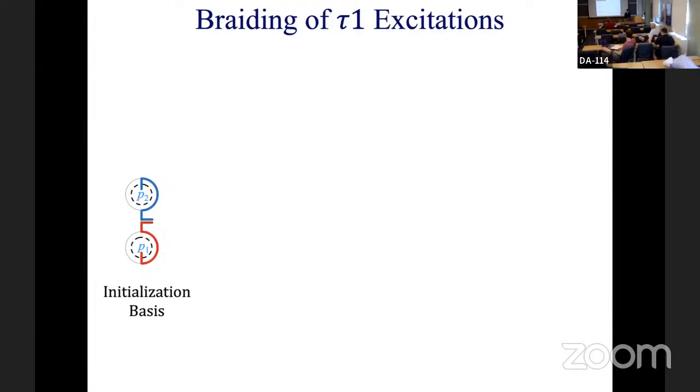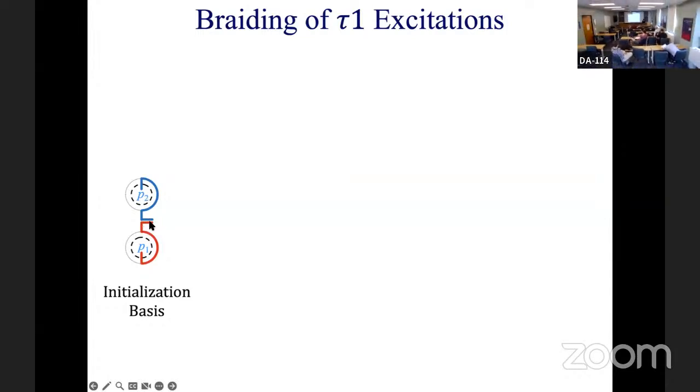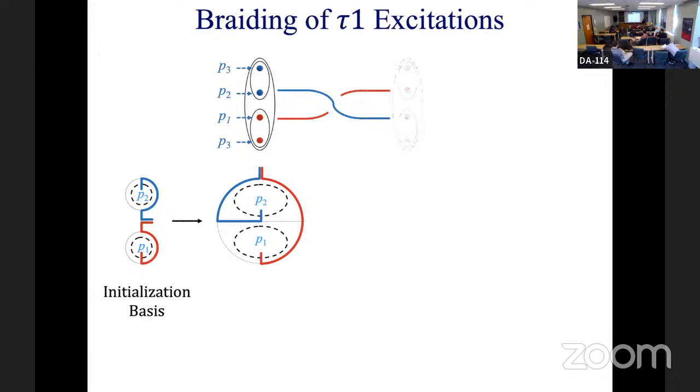I guess visually, this is how it looks in the initialization basis. I have my vacuum loops, and then the tau strings coming over these vacuum loops. And I have circuits for actually carrying out this initialization. Then I apply an F matrix, or several F matrices in this case, to go to the lattice basis. Then I carry out my braiding.